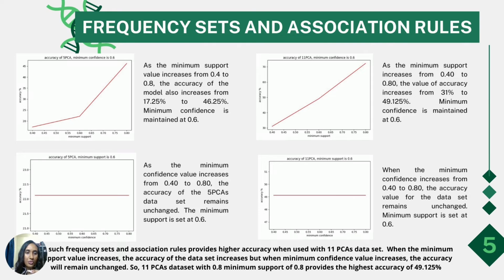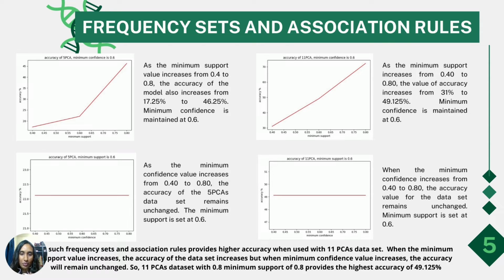The last method used was frequency sets and association rules, and here are the 4 graphs for the 4 different types of sets. So the first is with the minimum support value, which increases from 0.4 to 0.8%, the accuracy of the model also increases from 17.25% to 46.25%. The minimum confidence was maintained at 0.6.